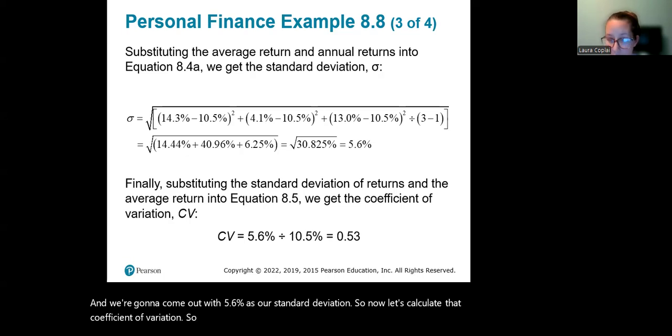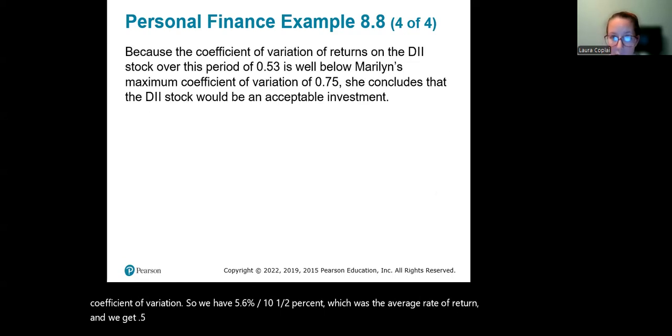So now let's calculate that coefficient of variation. So we have 5.6% divided by 10.5%, which was the average rate of return, and we get 0.53. So we know that 0.53 is well below the 0.75 that she wants. So she concludes that this stock would be an acceptable investment to her.